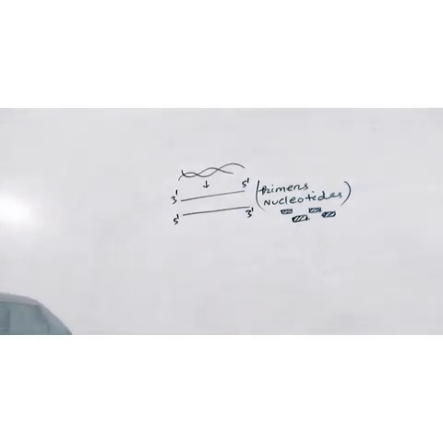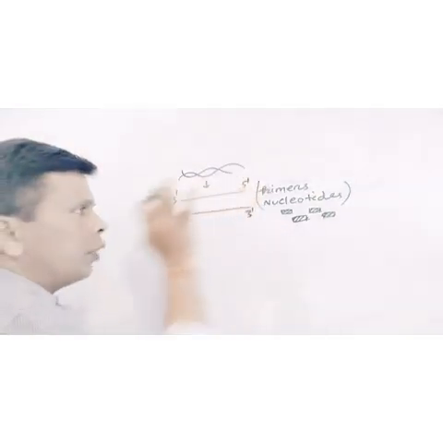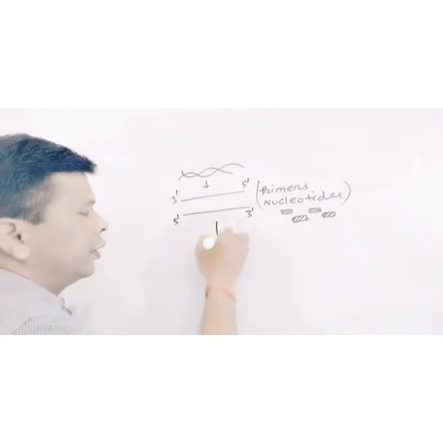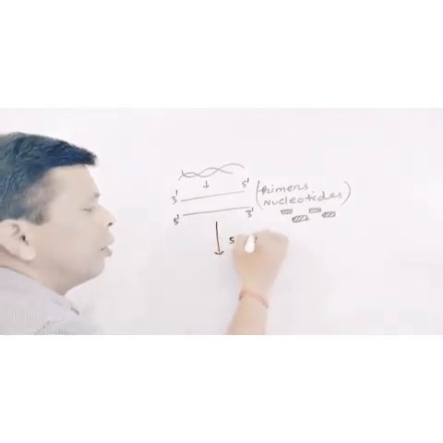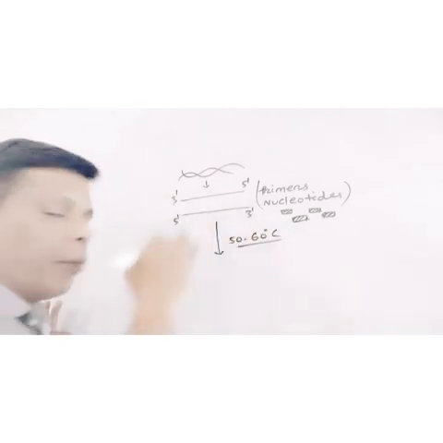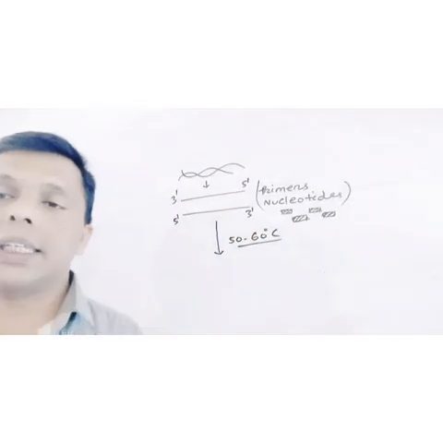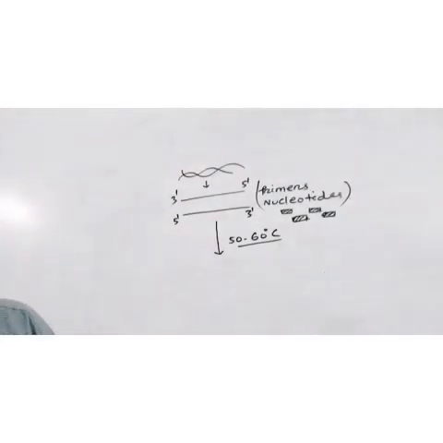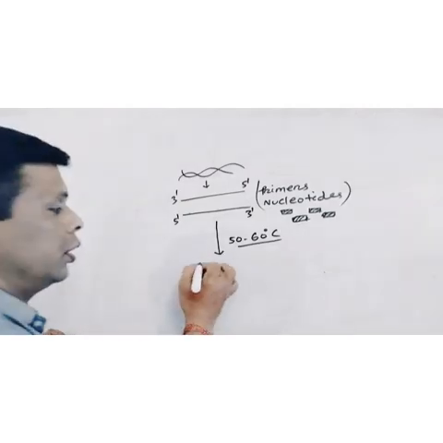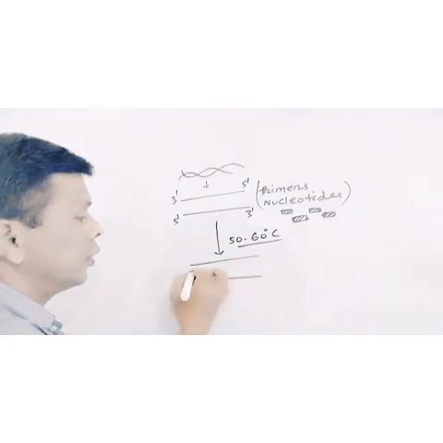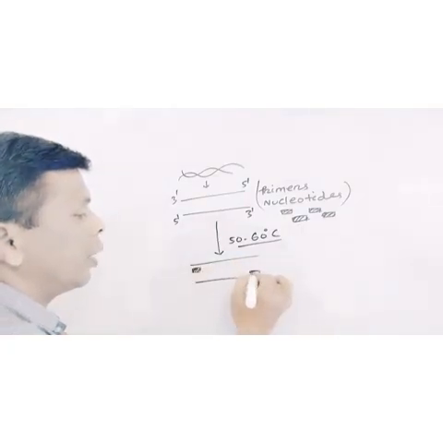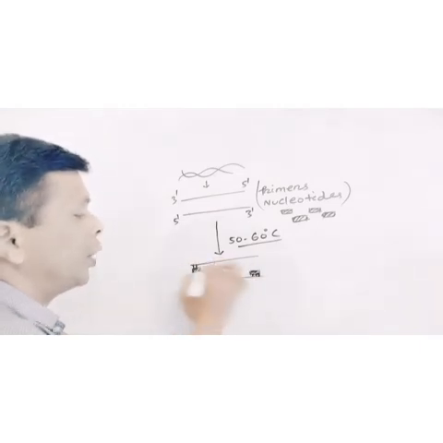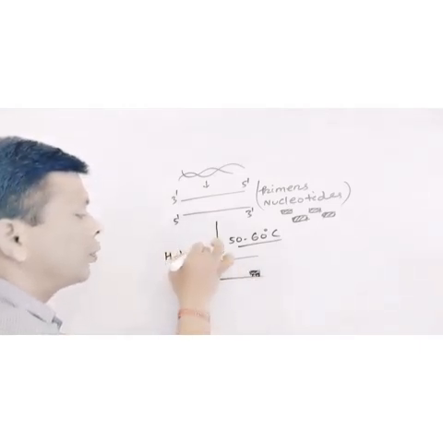Then renaturing. Now the mixture is a mixture of template, primer, and nucleotides. The temperature of the mixture is reduced to 50 to 60 degrees Celsius. The ideal temperature is 53 degrees Celsius. When the temperature is reduced, renaturation takes place. The primer now attaches at the terminal due to reformation of hydrogen bonds.